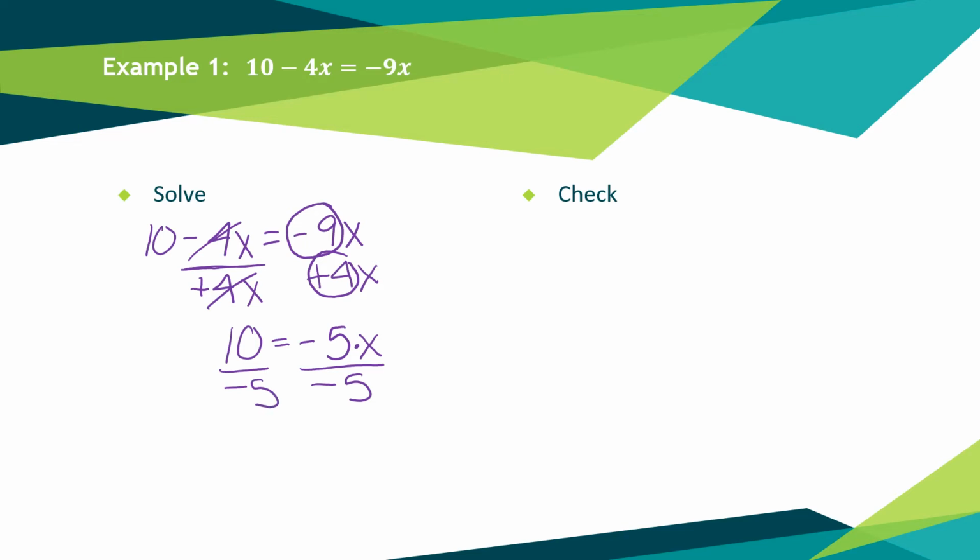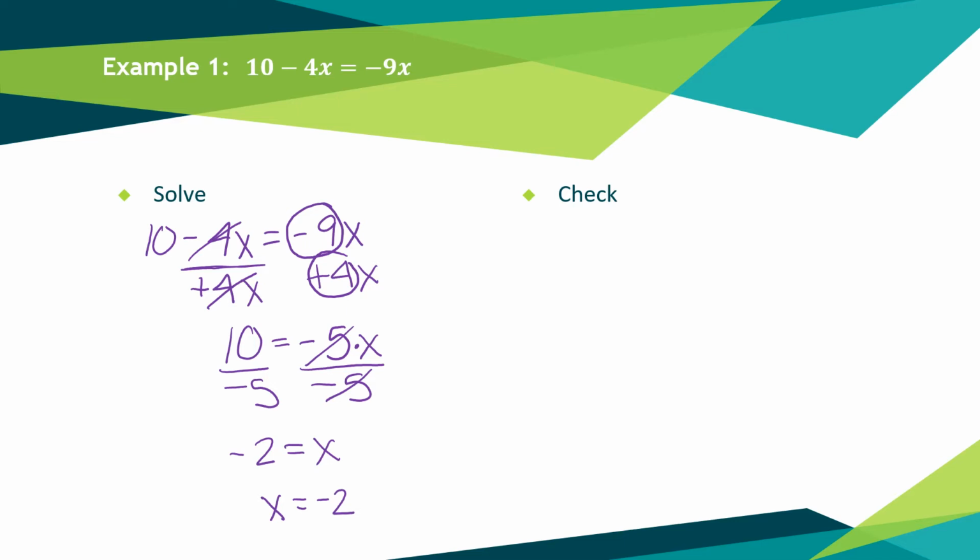The negative 5s on the right-hand side are going to cancel out. And on the left-hand side, you have 10 divided by negative 5, which will get us negative 2. If you want to rewrite it so that the x, the variable, is on the left side, you can do that. I know that's standard, you do see that a lot, but either way you write it is completely fine.